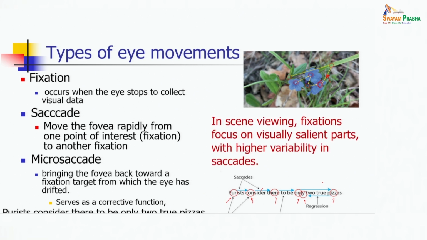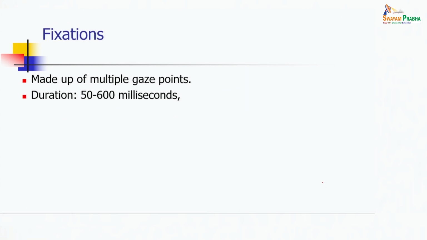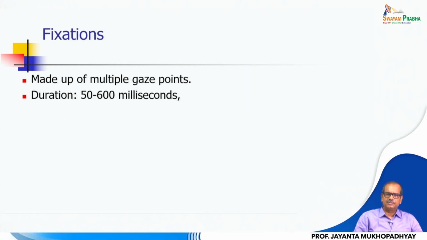So in scene viewing, fixations focus on visually salient parts with higher variability in saccades. That is a kind of summarization, a kind of relation between gaze data or gaze sequences and the salient region. To understand more about this process, let us see what the characteristics of a fixation are. It is made up of multiple gaze points. So a fixation is not a single point; it's a region.